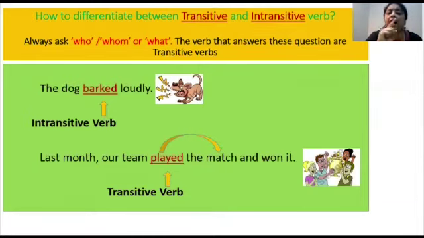The dog barked loudly. Barked is the verb here. Is barked answering the questions what or who or whom? No, it is not. That means barked is an intransitive verb.